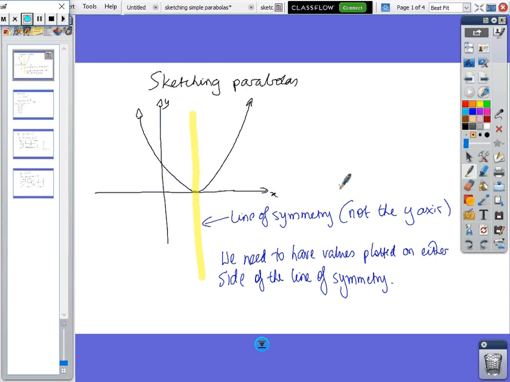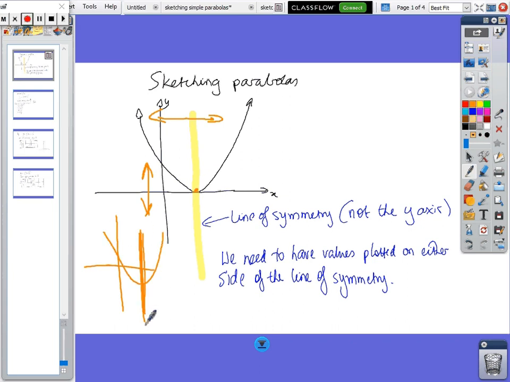Okay, this is the last of our videos on sketching simple parabolas. In this last video in this series, rather than moving the parabola up and down, I'm going to move it sideways. So the line of symmetry this time is not the y-axis, but it's still symmetrical. All parabolas, no matter where they are, are symmetrical.